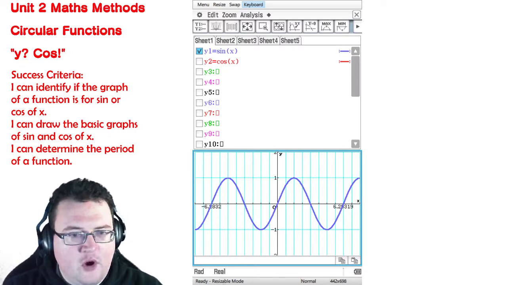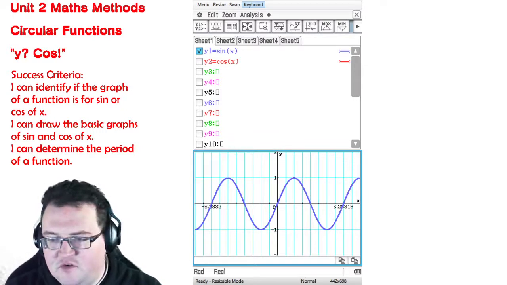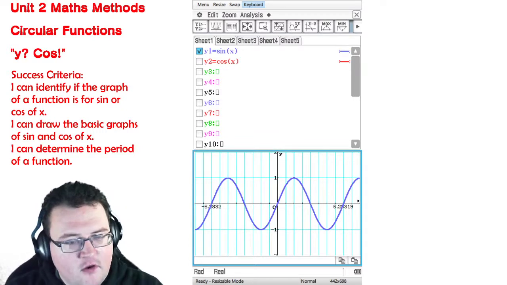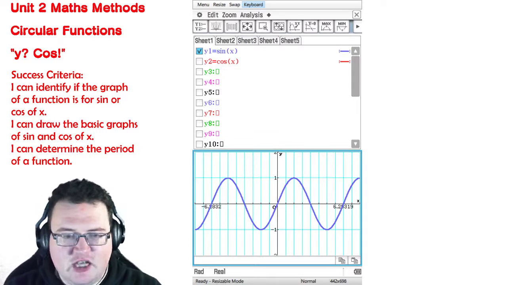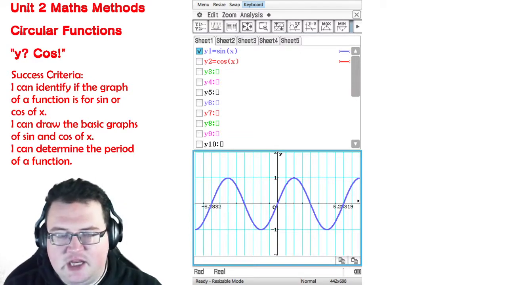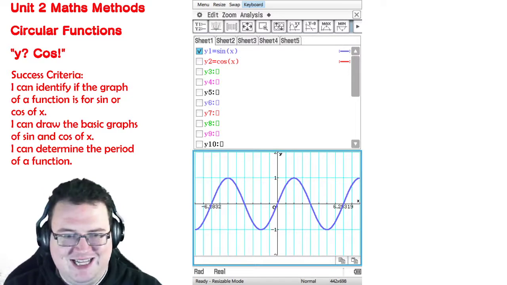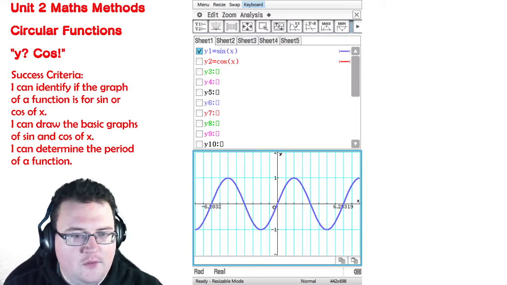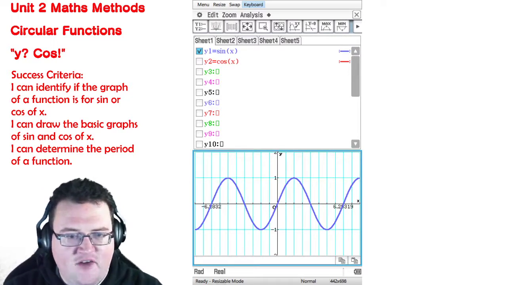Now, what I have on my CAS calculator is I have it set to radians. We are going to start doing everything in radians, for the reason that if we start doing things in degrees, then we need to set our calculator numbers to much, much larger ones. So what I have there in blue is sine of x.